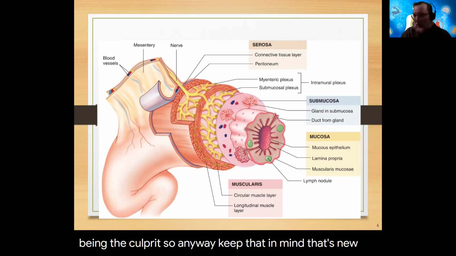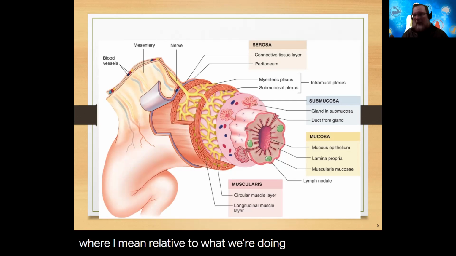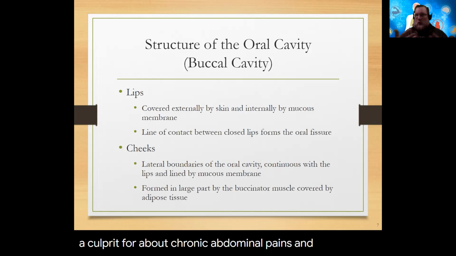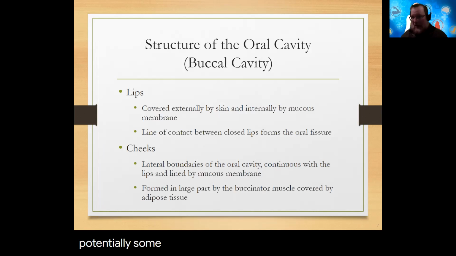That's new. I mean, relative to what we're doing in medicine, mesentery being an organ, mesentery being researched as a culprit for chronic abdominal pains, and then potentially some of our cancers that we're finding more and more of. We're seeing a lot more pancreatic cancer, a lot more liver cancer, a lot more colon cancer, a lot more stomach cancer, duodenal cancer. It's just gloom and doom.